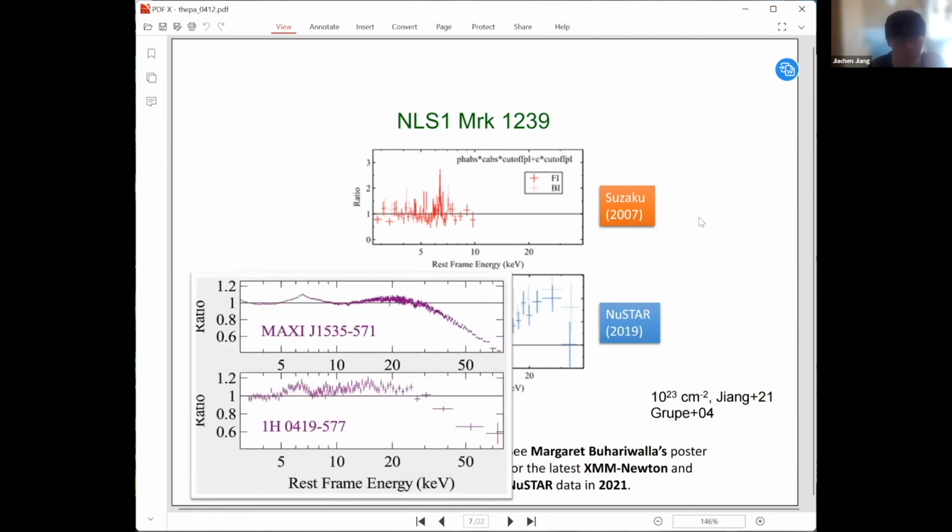So let me just remind you what a typical disk iron line would look like. So these are the broad lines and the Compton hump in the NuSTAR spectrum of a black hole.